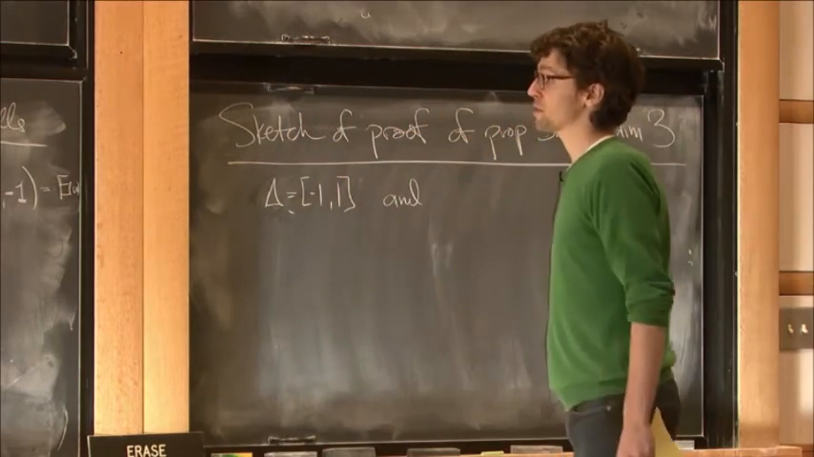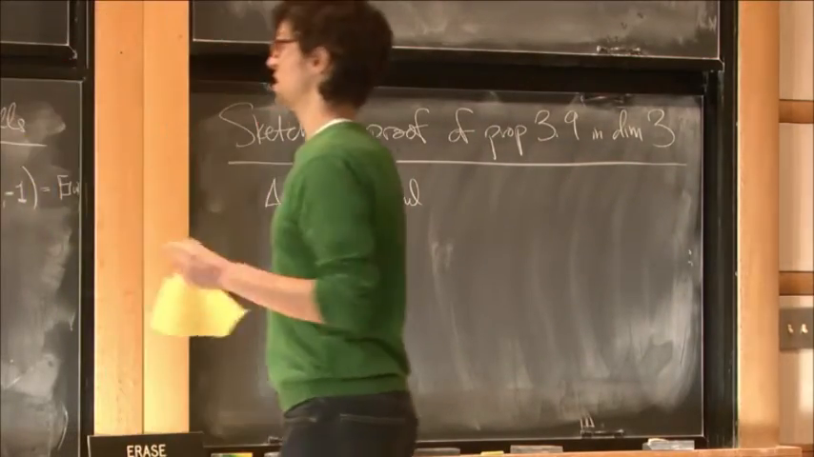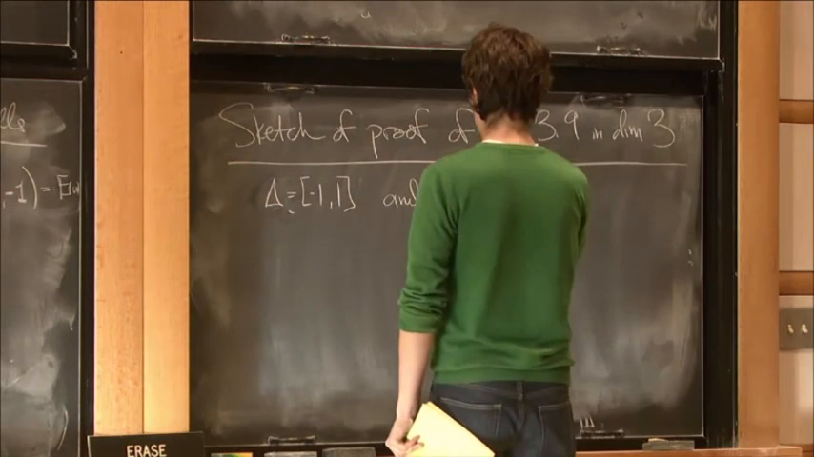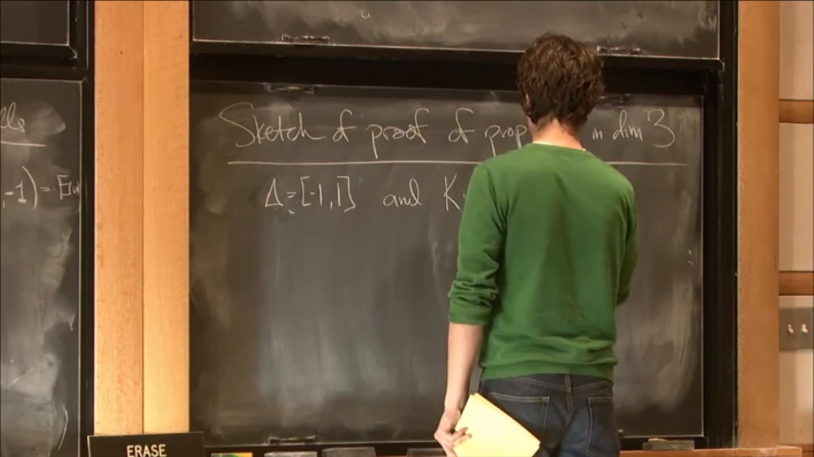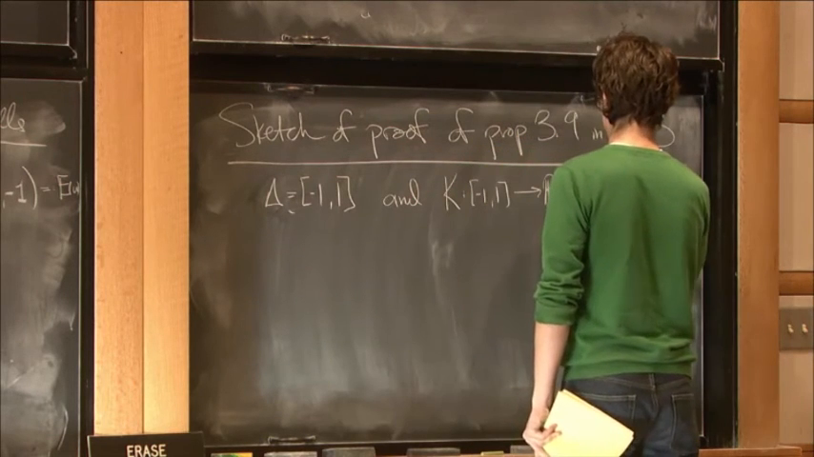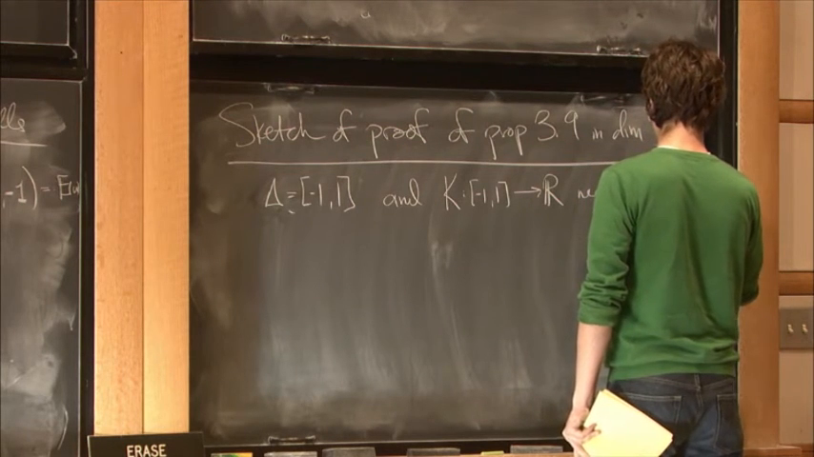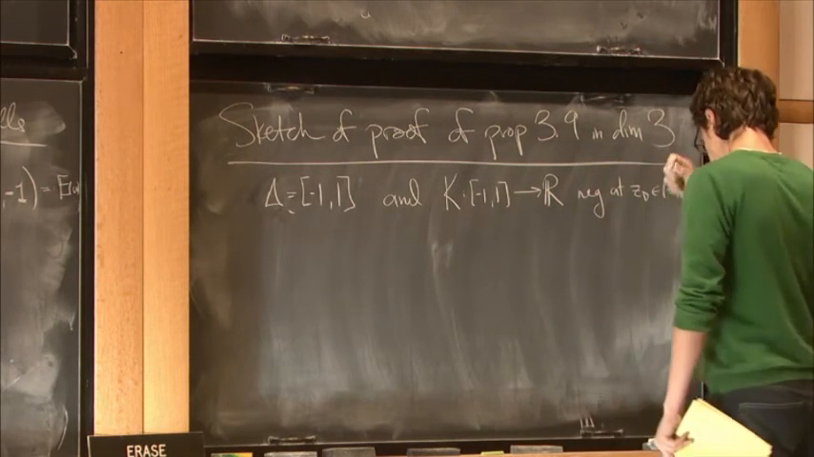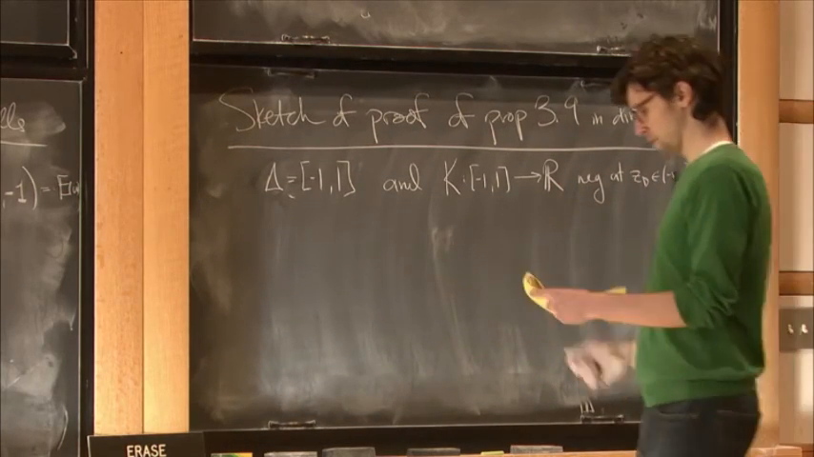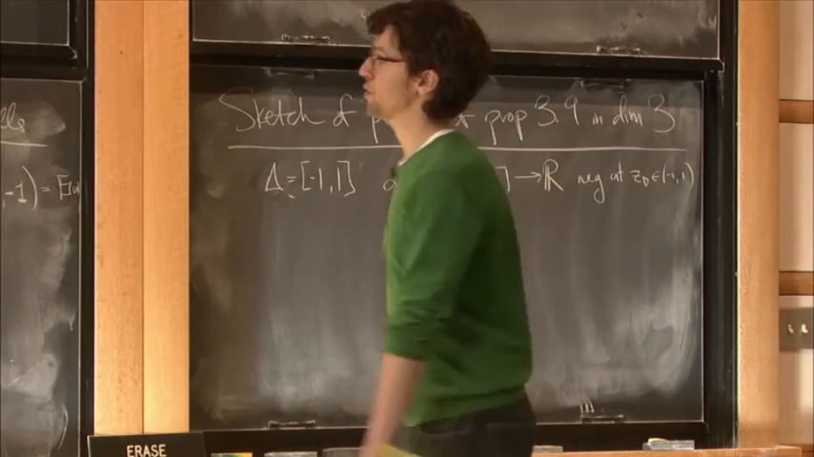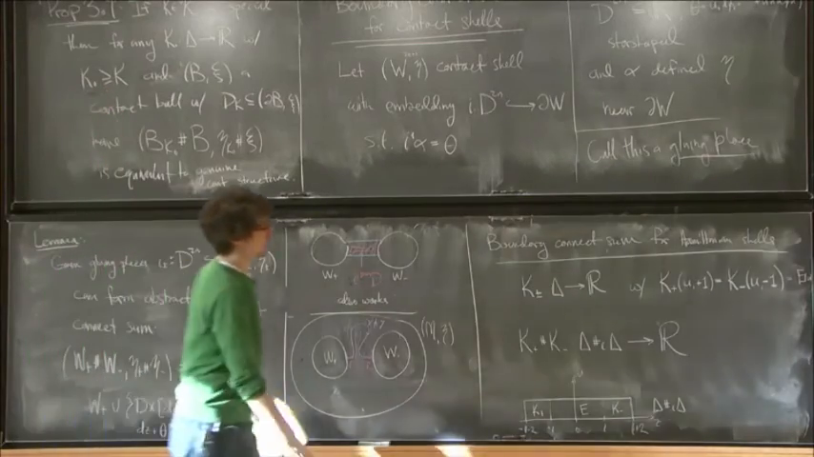And I don't need k to be some fancy class of special Hamiltonians. I'm going to just ask that k from here to here is, say, negative at this point cd. And I want to prove that, with no assumption on this inequality.